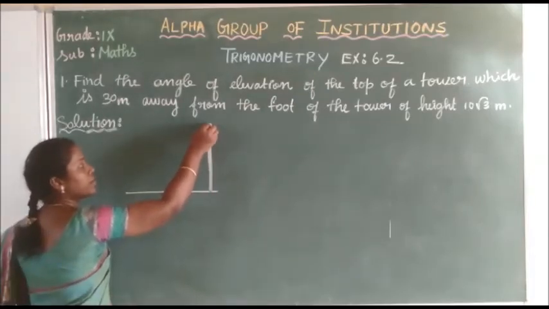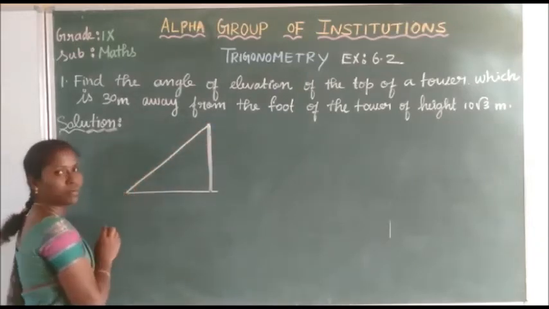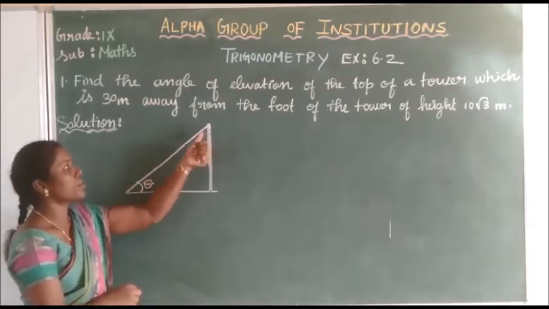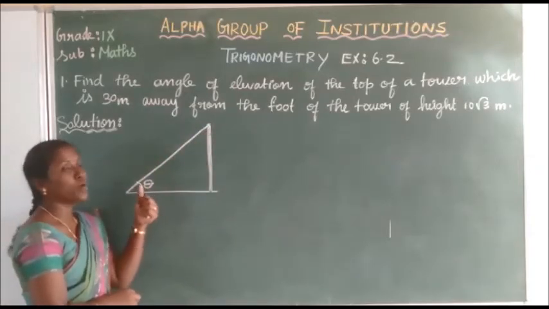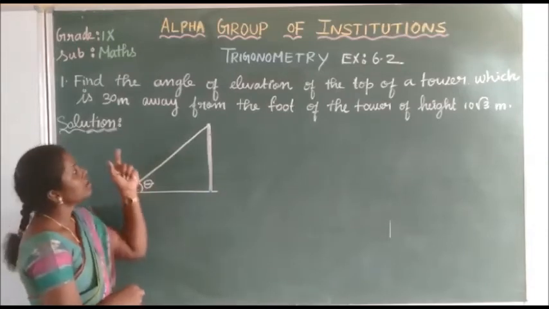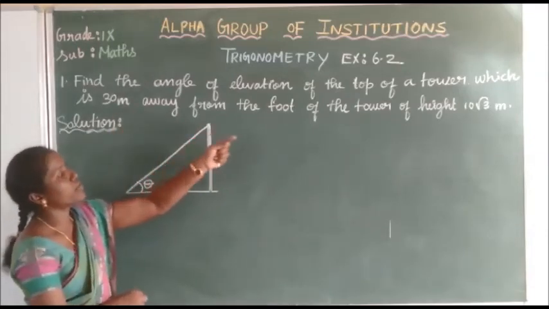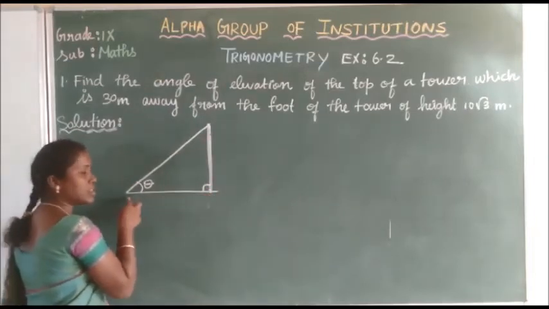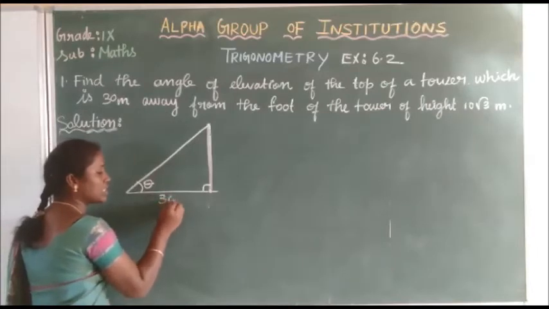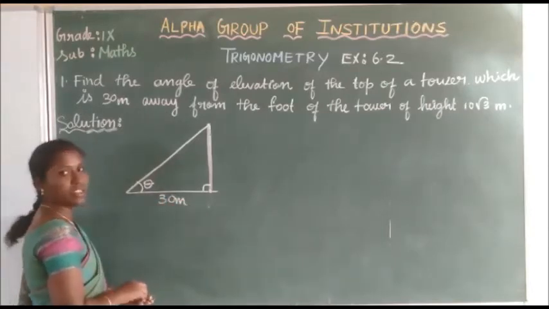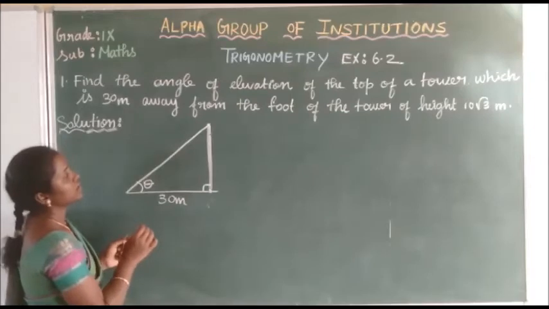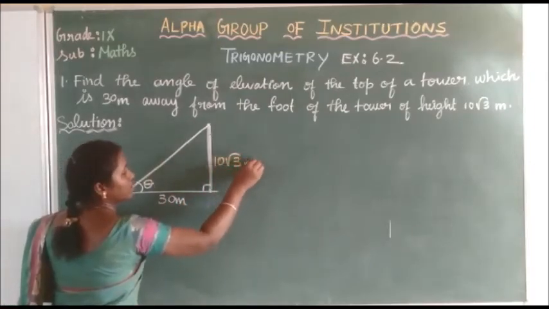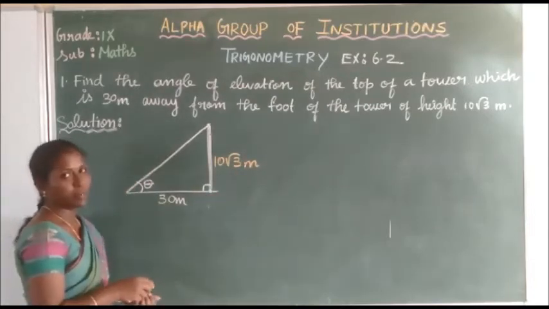So the top of the tower makes some angle with the ground. We don't know the angle, so let it be theta. See, the tower which is 30 meters away from the foot of the tower. Foot of the tower is here, which is 30 meters away. So you have to mark the distance here as 30 meter. Then the height of the tower is 10 root 3 meter.